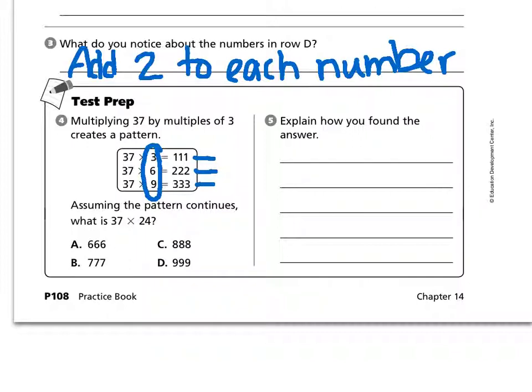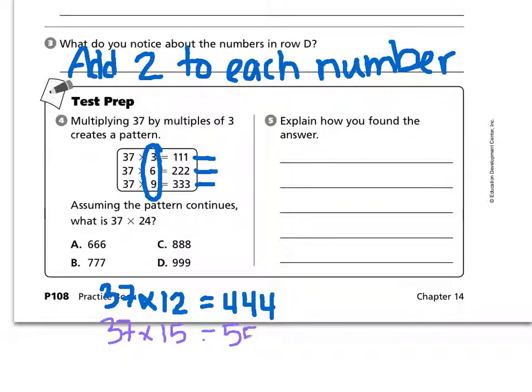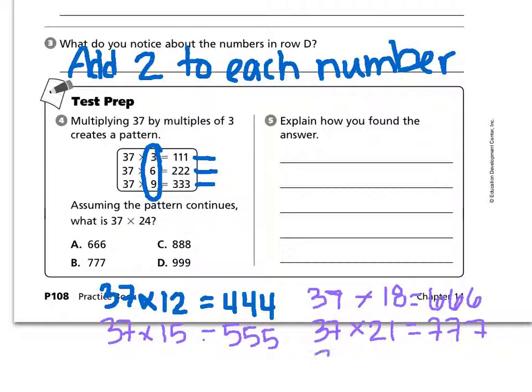Well, you could keep going up and you could do 37 times 12, and you know that would equal 444. Then you could do 37 times the next multiple of 3, which is 15, which equals 555. Then the next multiple is 18, and that would be 666. 37 times the next multiple, 21, equals 777, and the next one would be 24, which would equal 888. Remember to show your work.